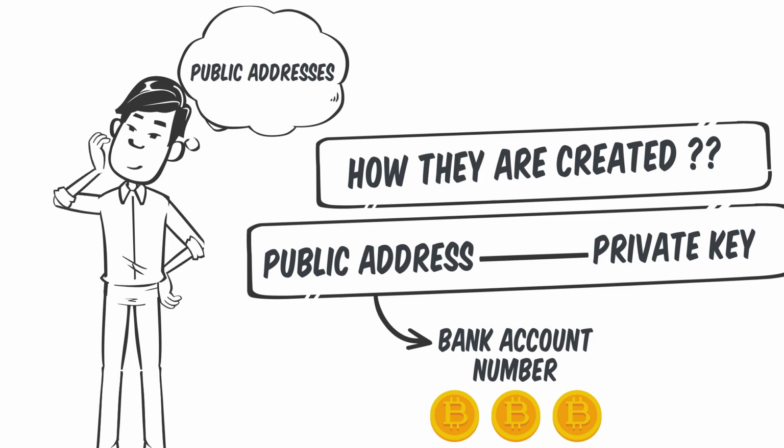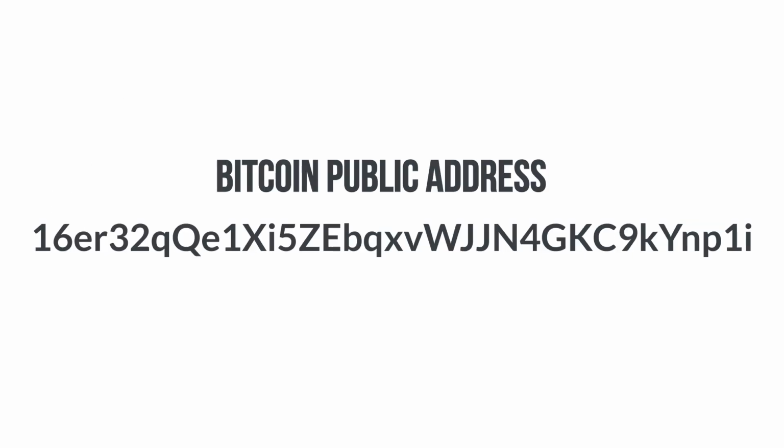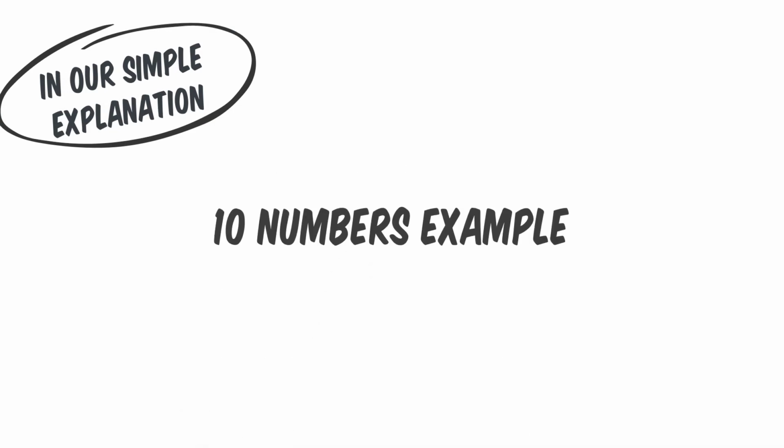An example of what it may look like is 16er32qQe1X, and so on. A real Bitcoin public address, like the one shown above, is made up of capital and lowercase letters, as well as numbers that are arranged in a specific way. In our simple explanation, I will instead give an example where 10 numbers are used to represent a Bitcoin public address. So our example Bitcoin public address looks like the above.